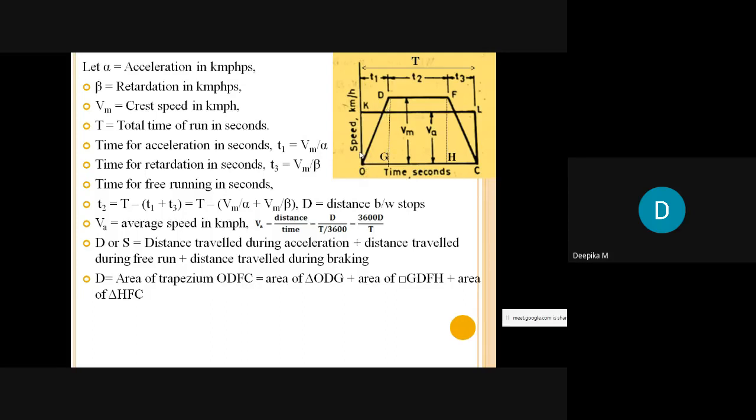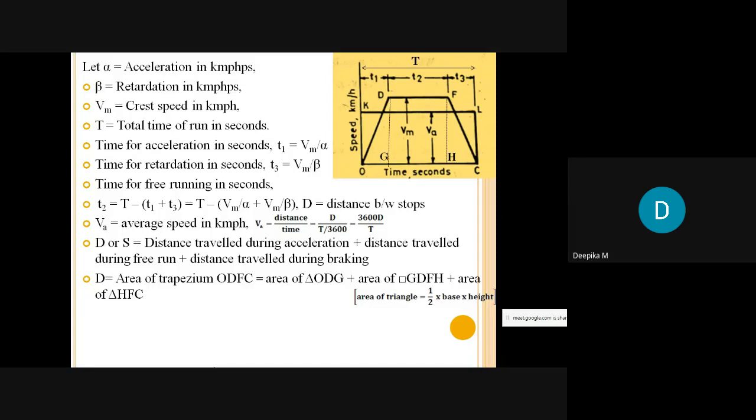It is the distance traveled during acceleration. So therefore it is the area of triangle ODG, plus the area of rectangle GDFH, and this is FHC. FHC is the area of triangle, which is the distance traveled during braking. Okay, so if I sum all these three things, then I get the distance between the two stations.